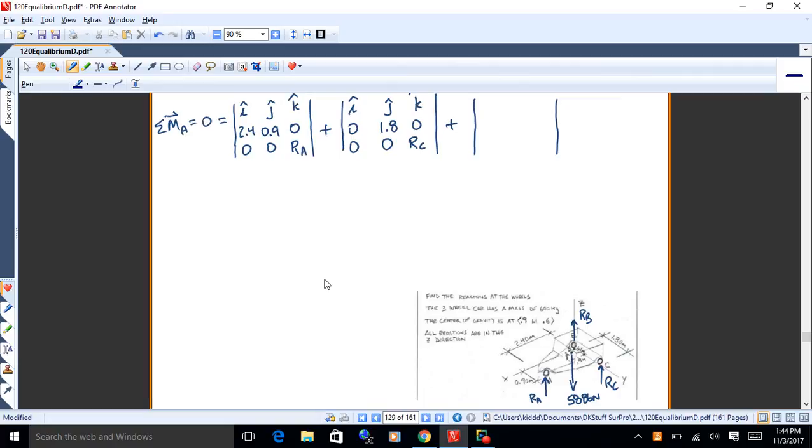So to get to RA, I go 2.4 in the x direction, that's dimensioned over there, and then I go over 0.9 in the y. Of course all the dimensions are in terms of x and y, so that'll work right out. And then I get i, j, k, 2.4, 0.9, 0, and 0, 0, RA. Now it's 0, 0, RA because RA is in the z direction. Z is up and down.